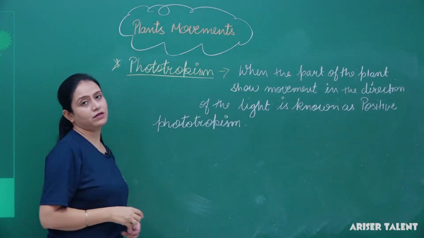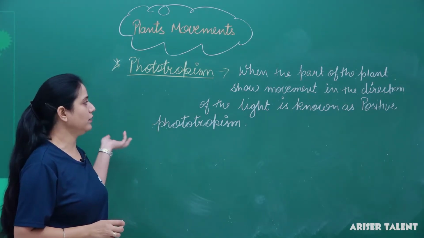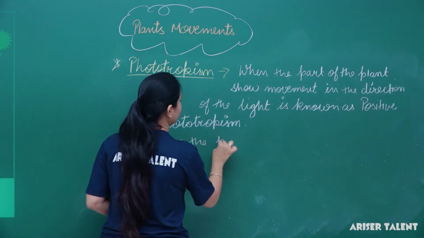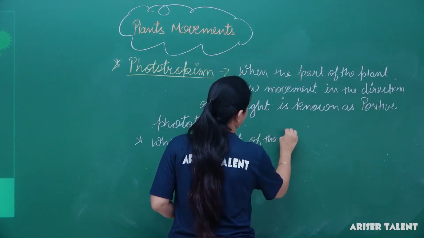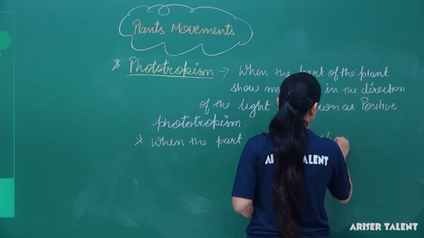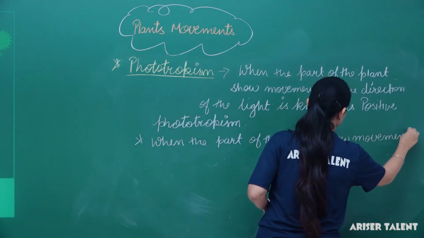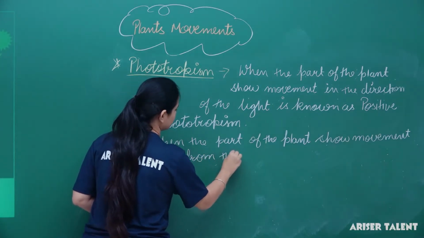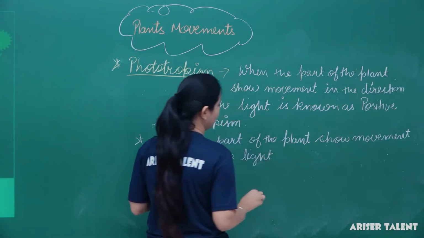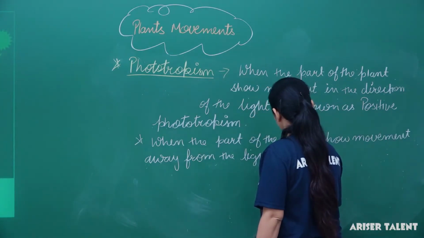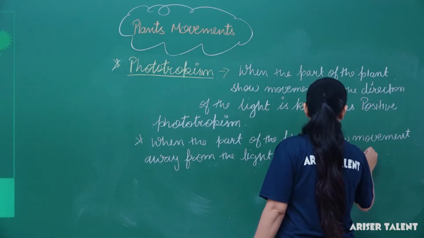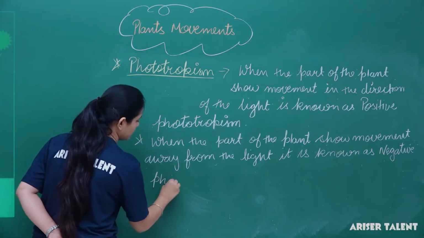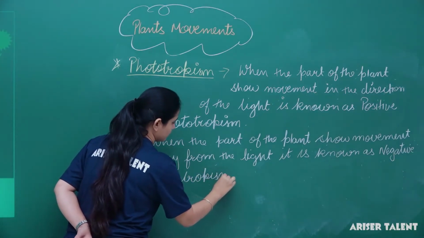Okay, and when the part of the plant shows movement away from the direction of the light, or we must say away from the source of stimulus, it is known as negative phototropism.